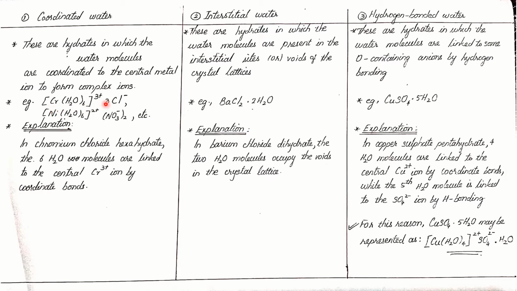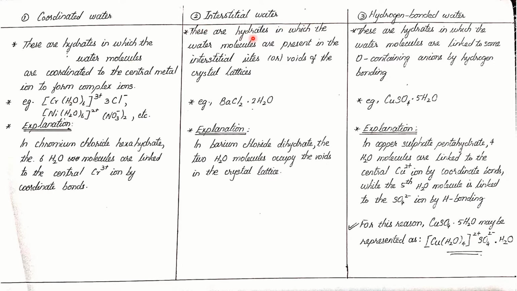Examples are chromium chloride hexahydrate, nickel nitrate hexahydrate, and so on. Okay, let us look at chromium chloride hexahydrate example. In chromium chloride hexahydrate, the 6 water molecules are linked to the central chromium ion by means of coordinate bonds. Okay, so chromium chloride hexahydrate is an example of coordinated water hydrates. Now we move on to interstitial water hydrates.